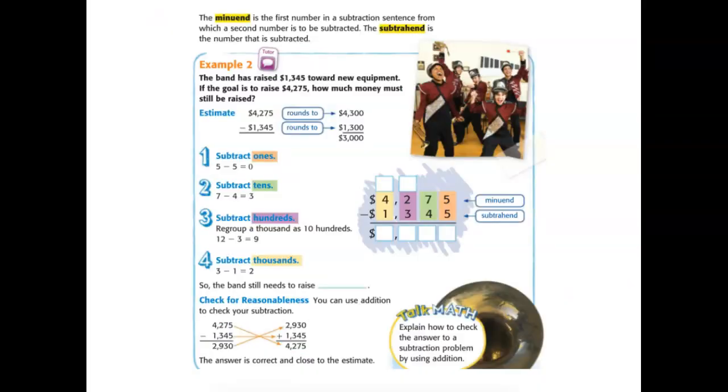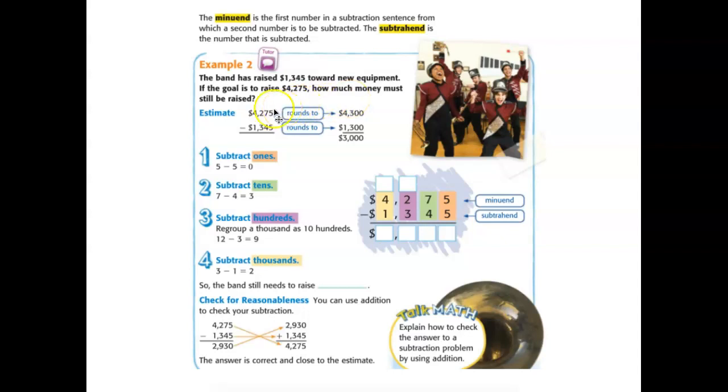Up at the top of page 94, we have the minuend, which is the first number in a subtraction sentence, from which a second number is to be subtracted. Subtrahend is the number that is subtracted. So here's my example. This band has raised $1,345 toward new equipment. If the goal is to raise $4,275, how much money must still be raised?